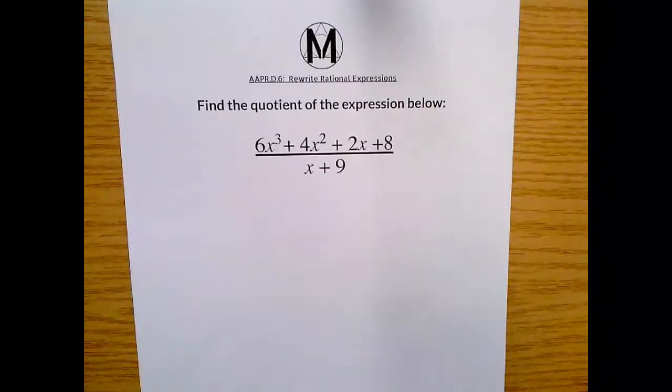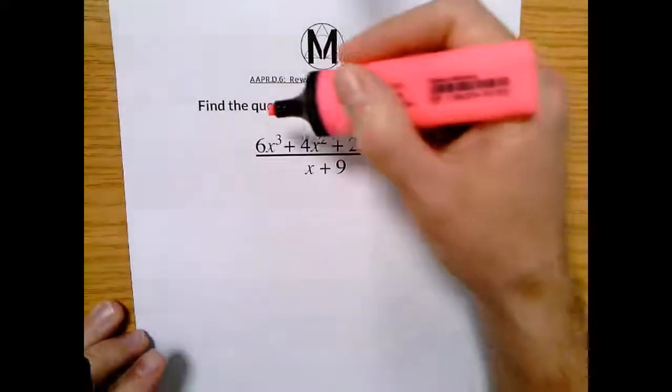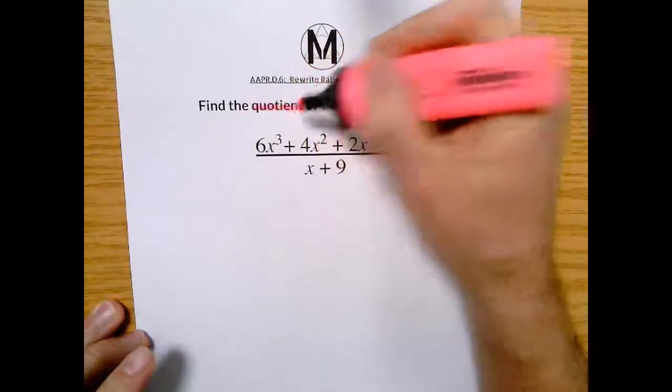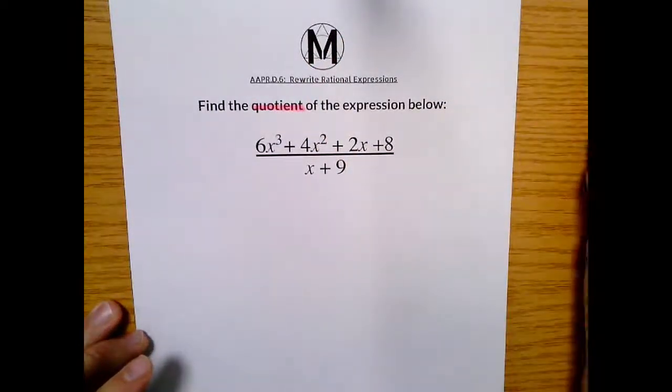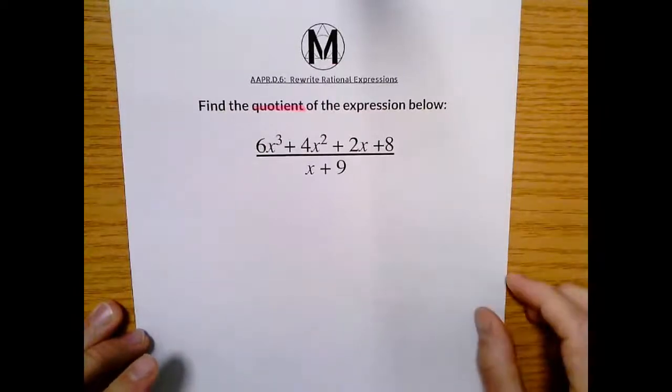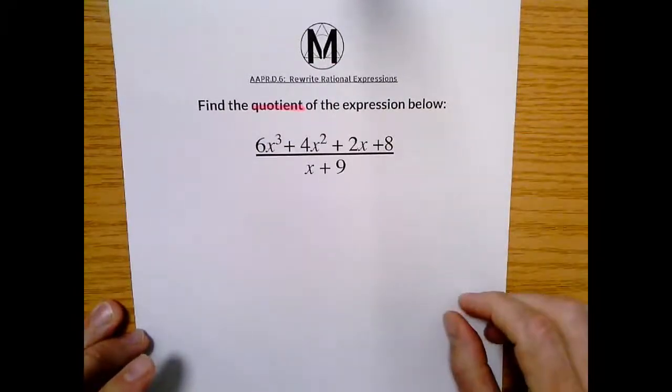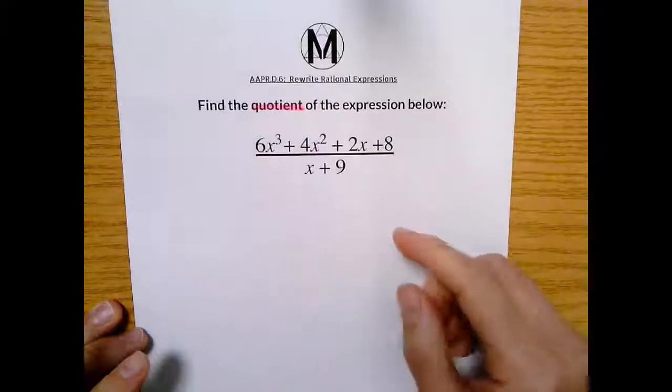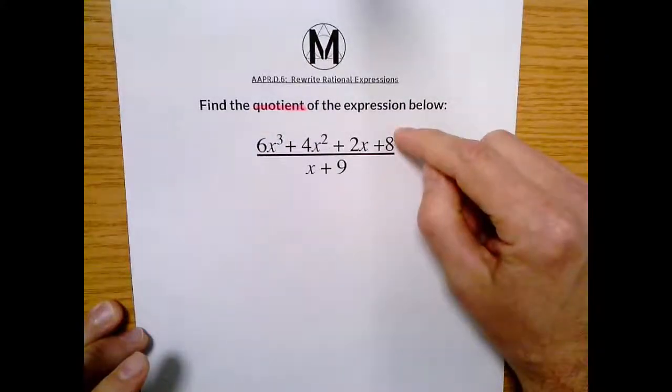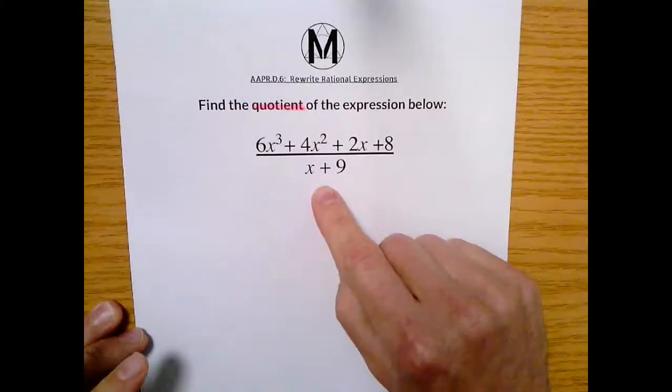Alright, let's do some Mathity-Math. It says here, find the quotient of the expression below. Okay, so key here is the word quotient. That means the answer to a division problem. So they're saying just divide this. And that makes sense because it is in fractional form. It's just saying this is your numerator and divide it by your denominator.